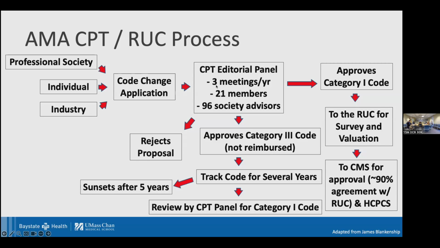And because they come from 21 different medical specialties, they can't represent everybody's specialty. There are 96 society advisors. So each professional society in a recognized medical specialty, like interventional cardiology, has an advisor. So, for example, Sky has an advisor that meets with the CPT panel at each of these 3 meetings and reviews all the codes related to interventional cardiology and advises the CPT panel about them.